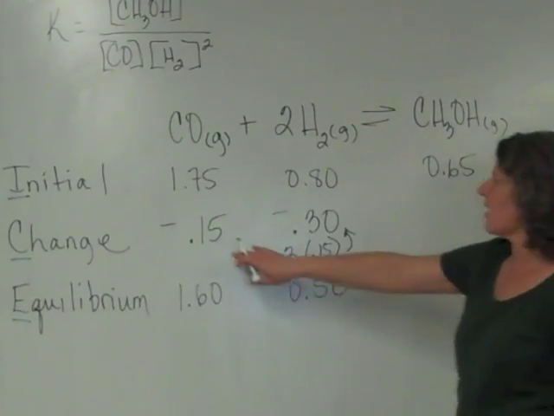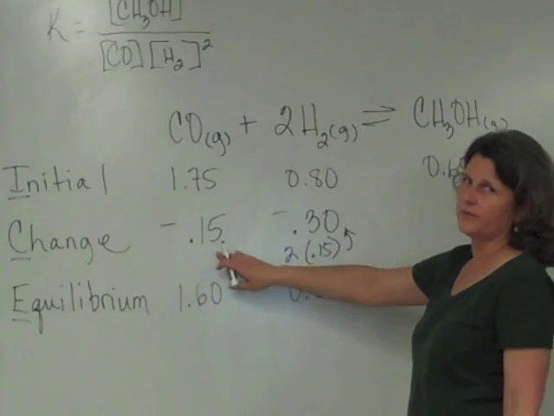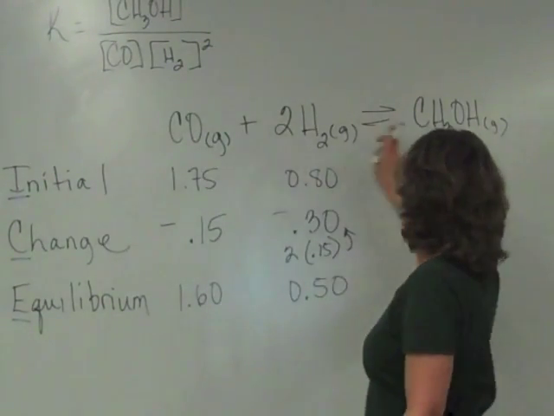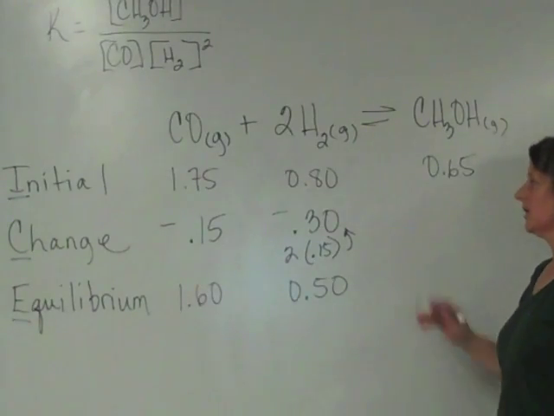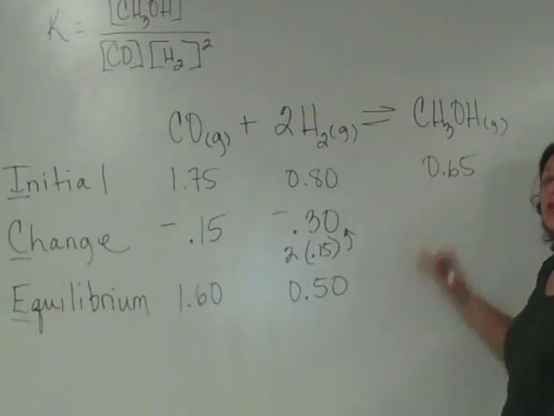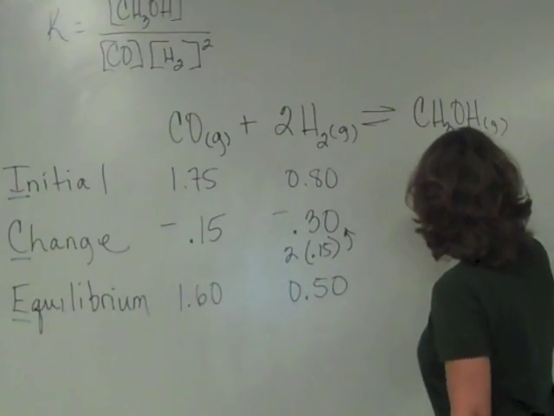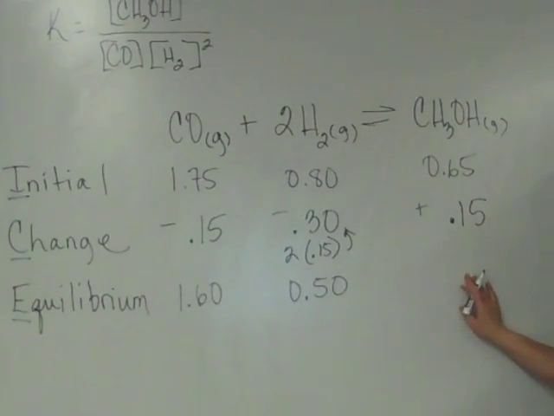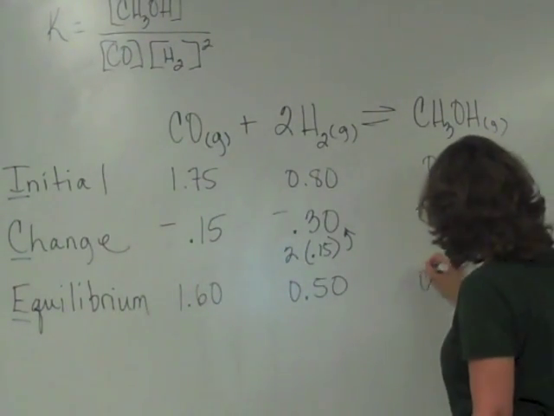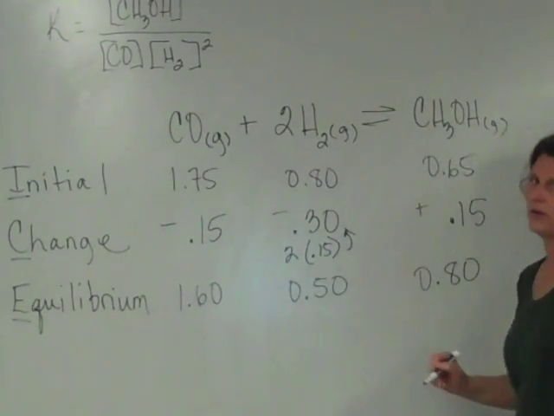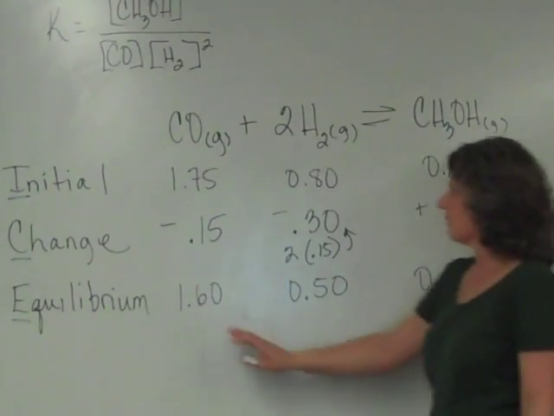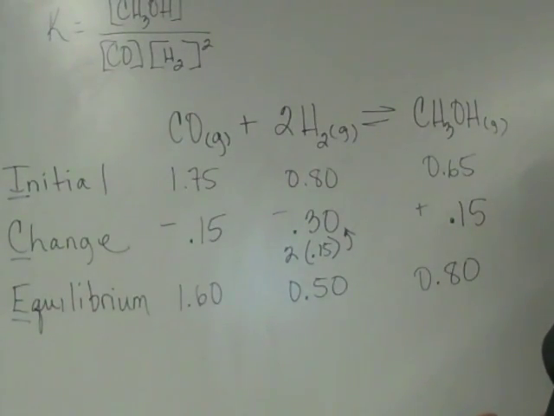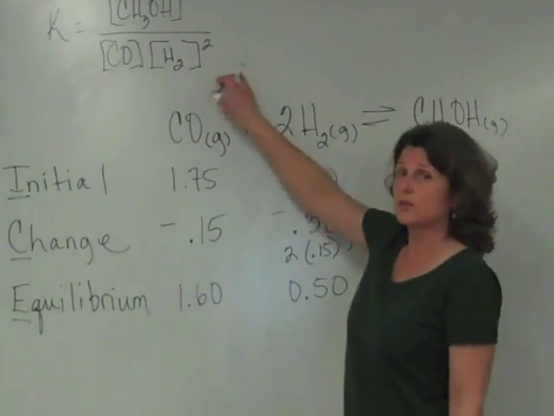Okay, now if I lost 0.15, and these are in a 1 to 1 mole ratio, what happens here? I'm going to gain or make 0.15. So at equilibrium, I'm going to have 0.80. All right, so I have all my equilibrium concentrations, and my job is to calculate K. So what am I going to do with these numbers? I'm going to plug them into my equilibrium expression to solve.